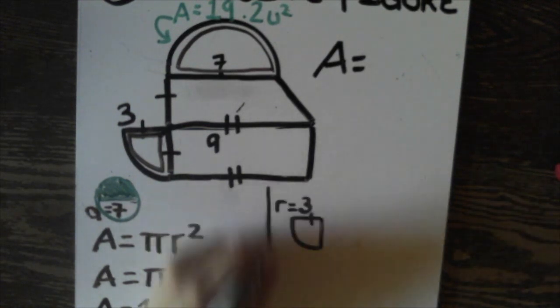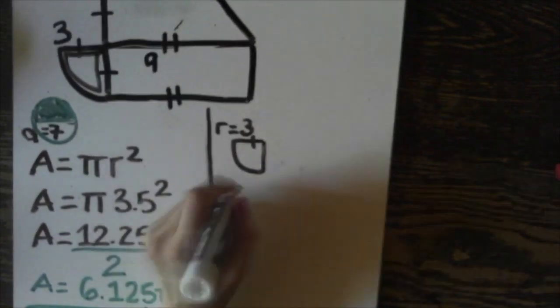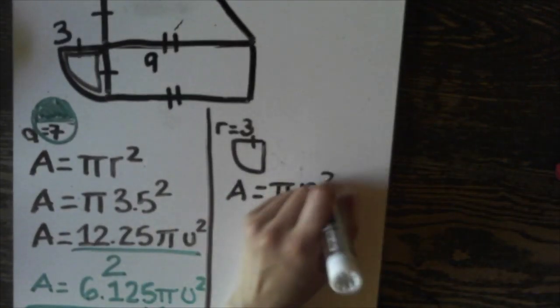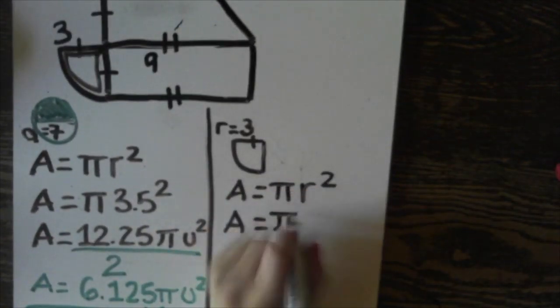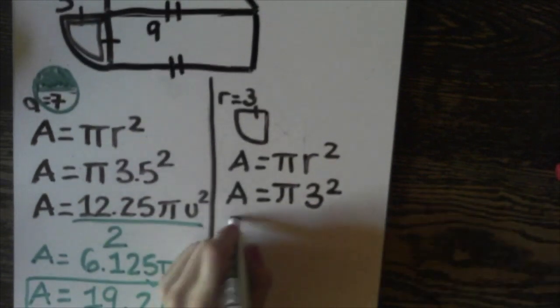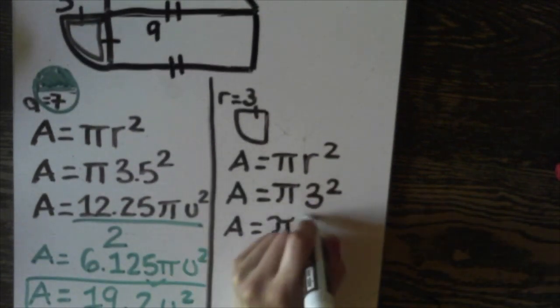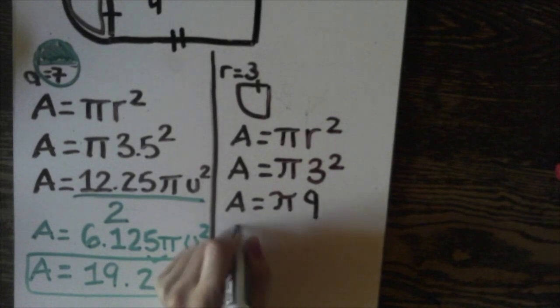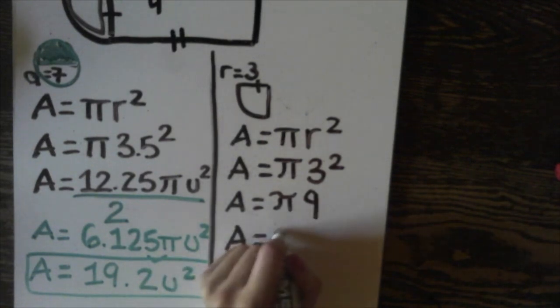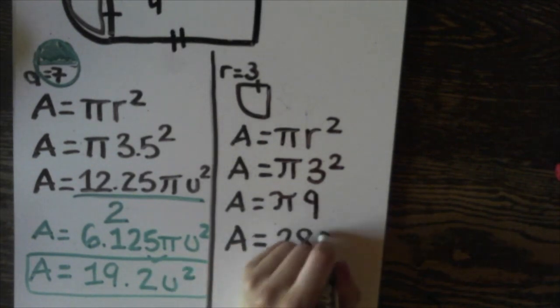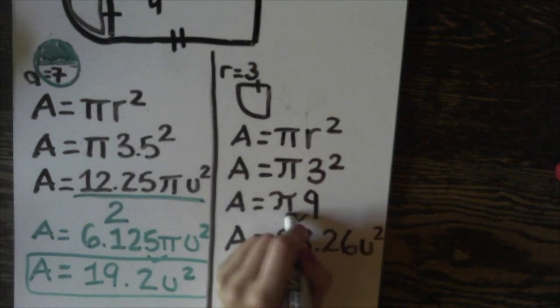Well, let's find our area. Area equals pi r squared again, where pi times 3 squared is the same as 9 pi, or pi times 9. We definitely want to multiply by pi, so we have an answer with decimals, and 3.14 times 9 is 28.26 square units.